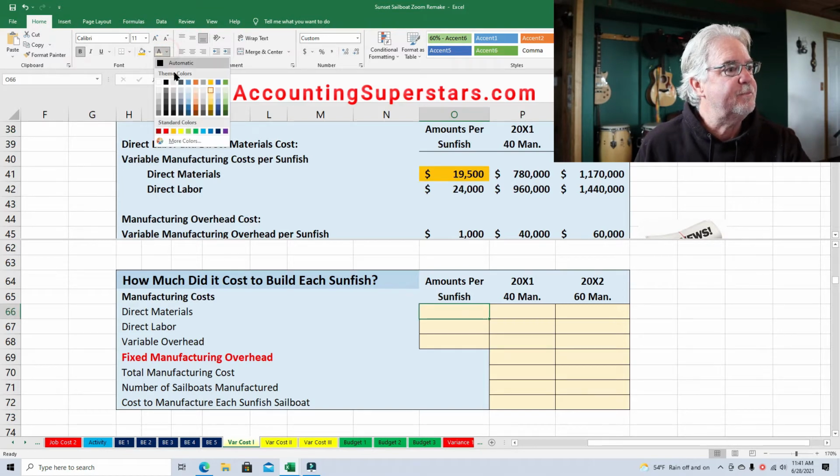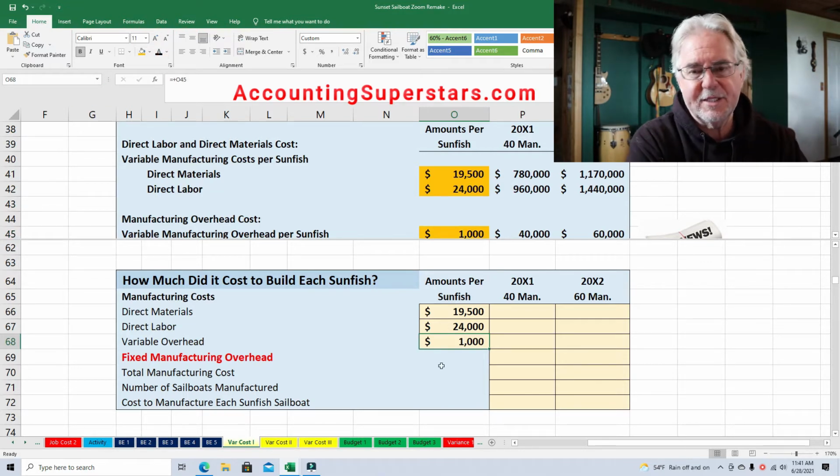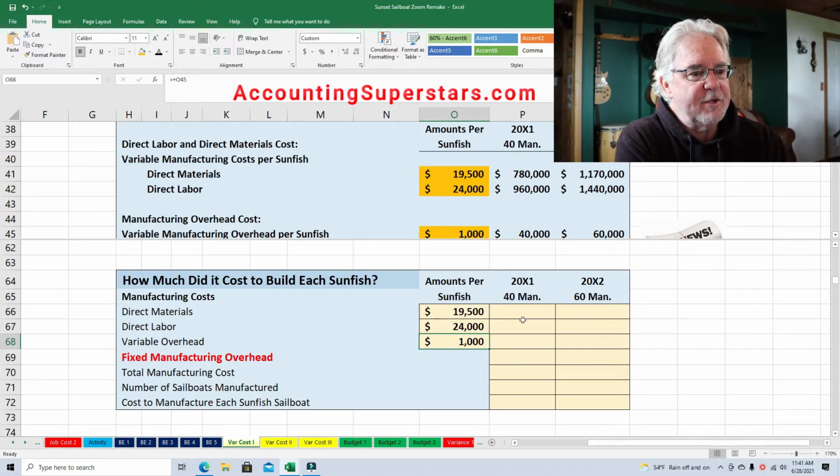19,500. So let's put that into place. Direct labor, here's direct labor, 24,000. Put that into place. Variable overhead right here, $1,000. Let's put that into place. Okay, very good. Since these are variable costs, all we have to do is multiply by the number of boats built.